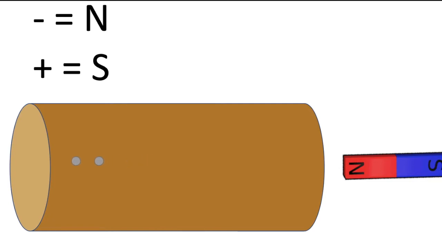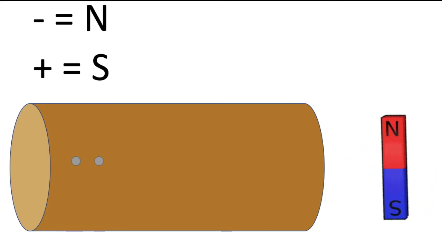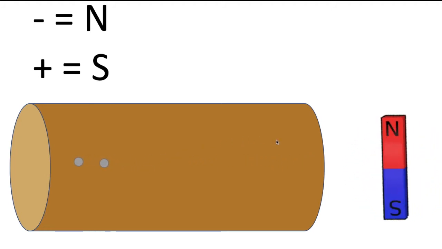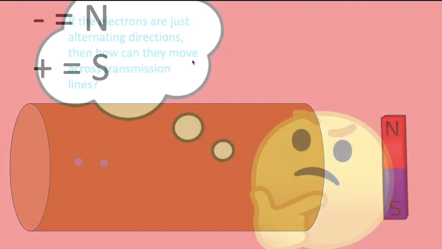So if we rotate the magnet, the electrons will alternate directions. They will go right and then left. They go right, then they go left, then they go right, then they go left, and they'll keep on doing this cycle of going right and left and alternating directions. And this is why we call it alternating current.